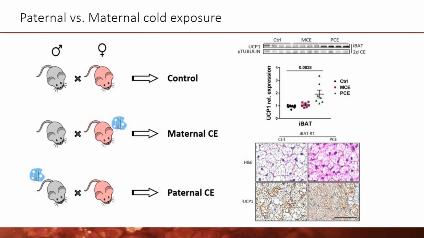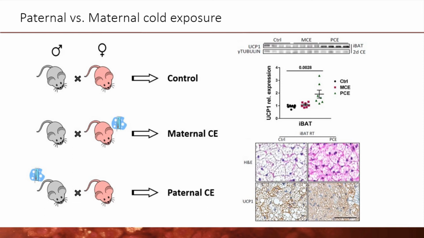So we were a bit more interested to look at this a bit further, whether the father is at fault here or the mother. In mice, you can obviously test this quite well. So I can keep this quite short. I think in the upper graph, you can see here control offspring, maternal cold exposed offspring, and paternal cold exposed offspring. And as usual, it's the father's fault.